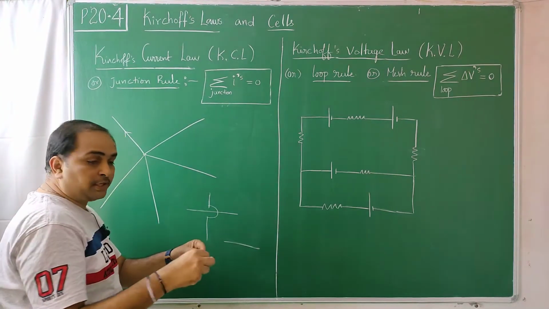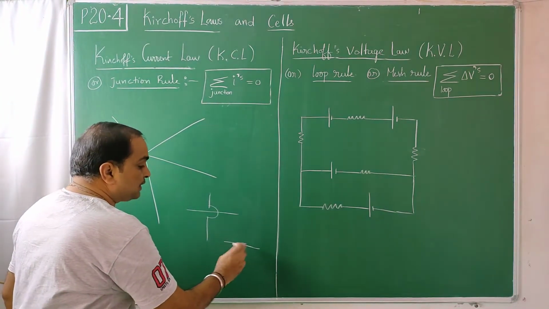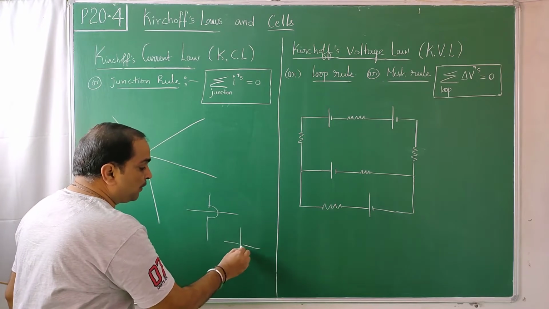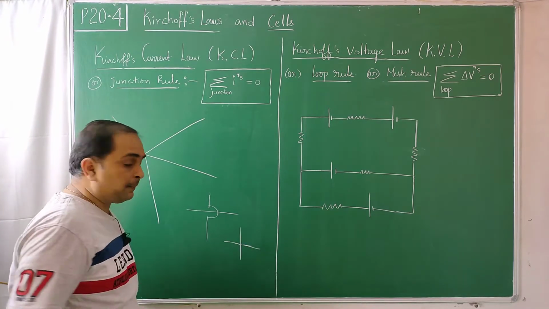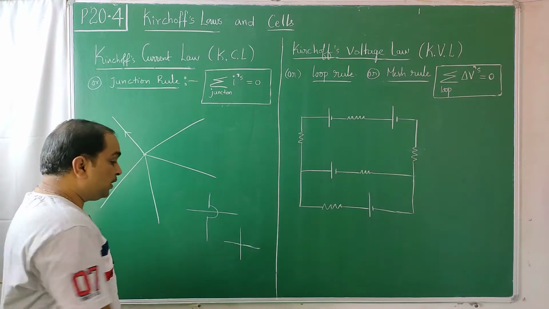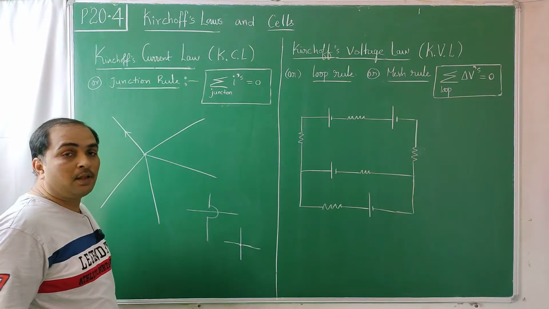If you cut the insulation and join them, the copper wire of one and the copper wire of the other are joined, and again we put the tape. That kind of thing we call a junction. So this is a junction.